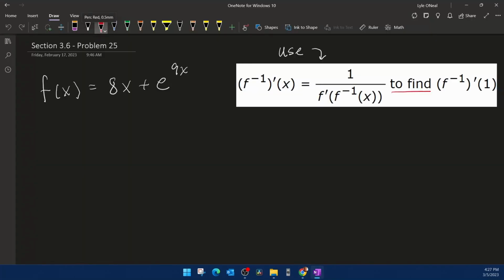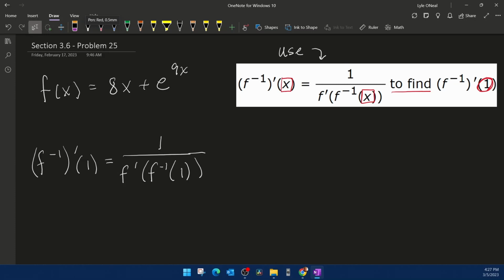Now, the first thing I want to point out in our scratch work is that our x is 1. So we're going to replace each one of these x's with 1 and go from there. And once we have that expression written down, we're going to focus on the inside piece, f inverse of 1. We need to figure out what is that.